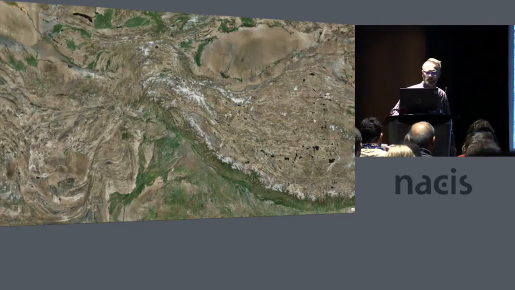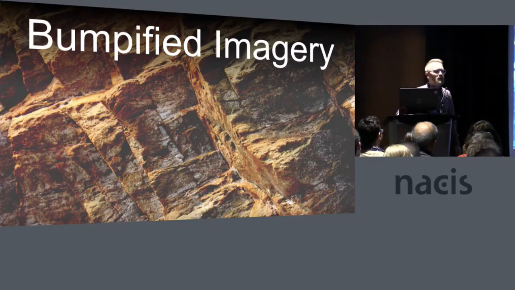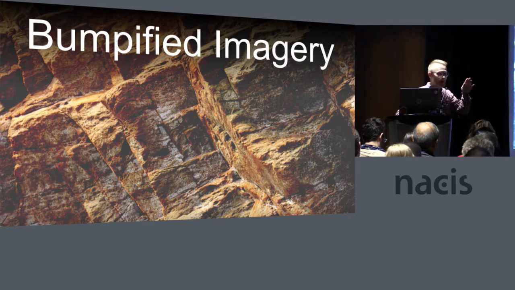Here's another area, the Himalayas. Here it is flooded. So I like to make impractical maps, but I also like to make practical maps once in a while. Sometimes I'll accidentally make a practical map. And I call this technique bumpified imagery.